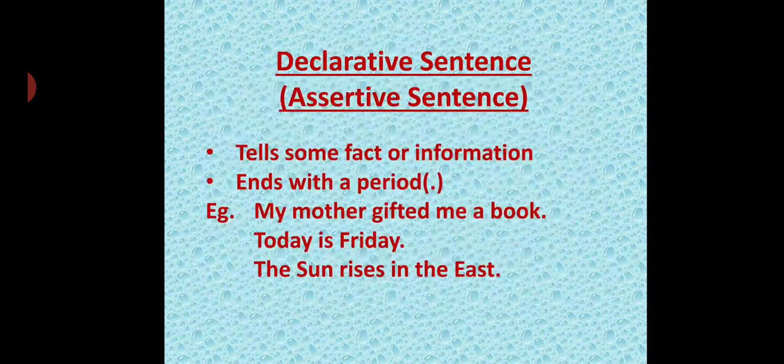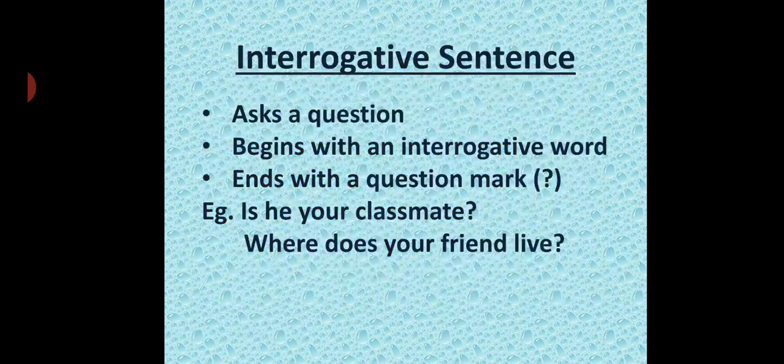The first is the declarative sentence. It is also called an assertive sentence. It is used to tell some information or fact. It ends with a period or a full stop. Some examples are given here. My mother gifted me a book. Today is Friday. The sun rises in the east. All these sentences are telling some information or some facts, and you can see they are ending with a full stop or a period.